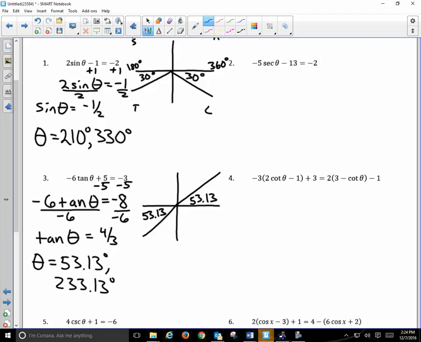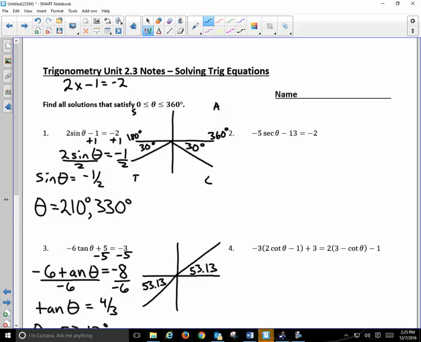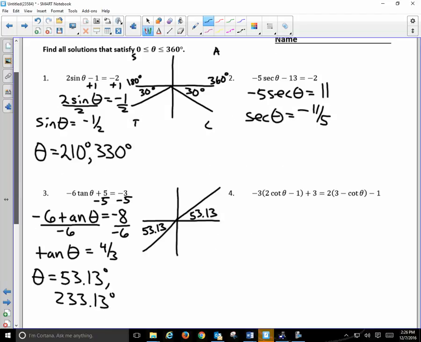See if we can get problem 2 started. See if you can start it. Okay, so you started by adding the 13. Negative 5 secant of theta is equal to 11. Then you divide by negative 5. Secant of theta is equal to negative 11 over 5. Right? Here's the problem. Do we have a secant button on our calculator? Switch it to cosine. Cosine of theta is equal to negative 5 over 11. Look at that little trick.